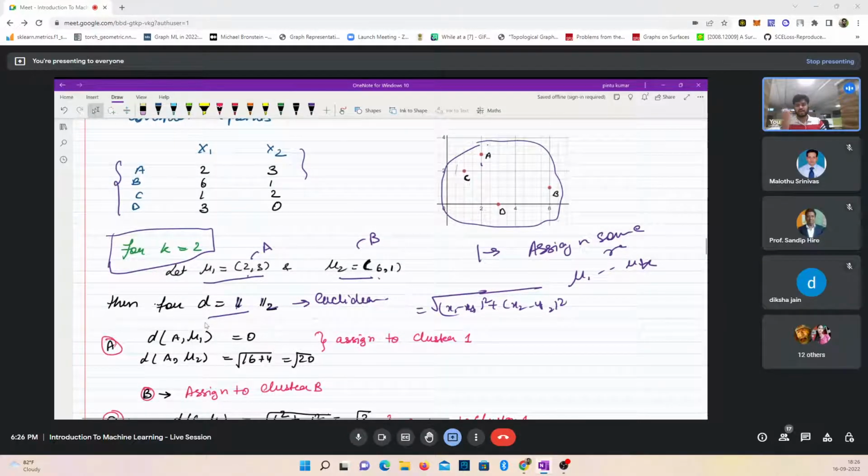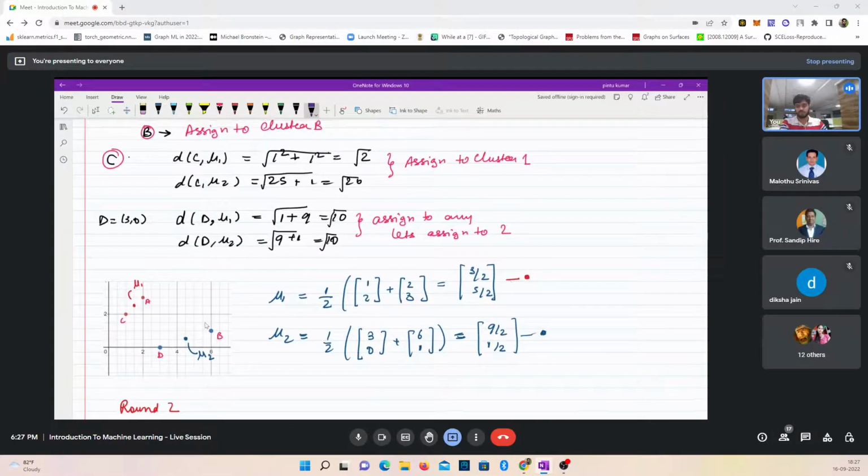So now let's look at the first data point A, and we try to find its distance from mu1. Because these 2 points were same, we had distance to be 0. Now let's see its distance from mu2. It is 6 minus 2 square, this is 16, plus 1 minus 3 square, which is 4. So it would come out to be square root of 20. Now compare these two values, which one is lesser? Obviously your first one is lesser. So we assign this data point A to cluster 1.